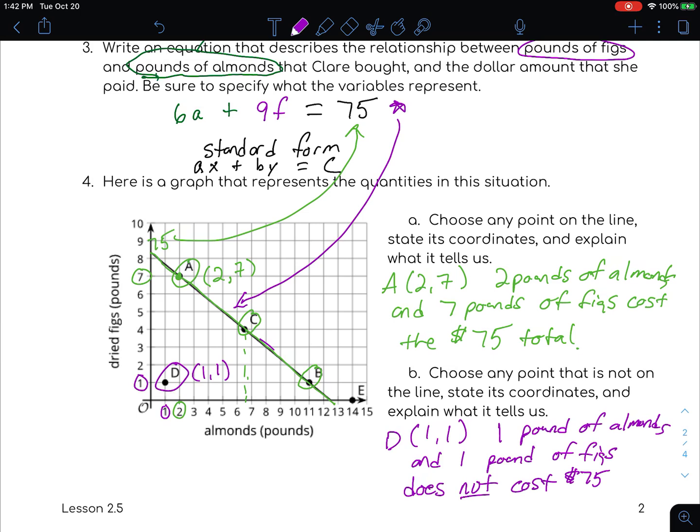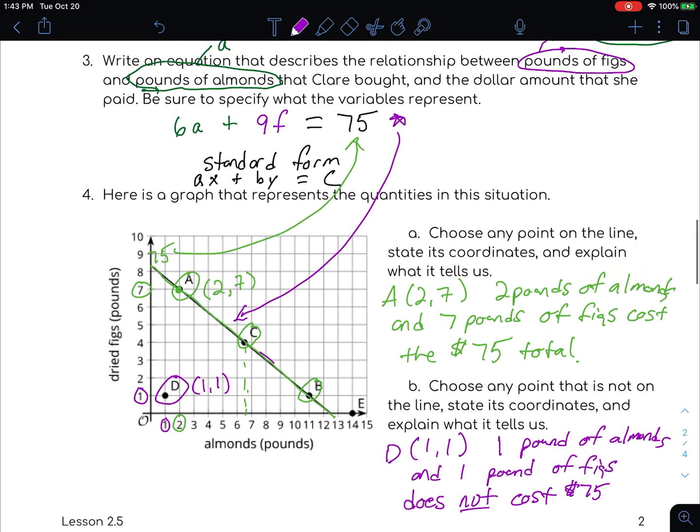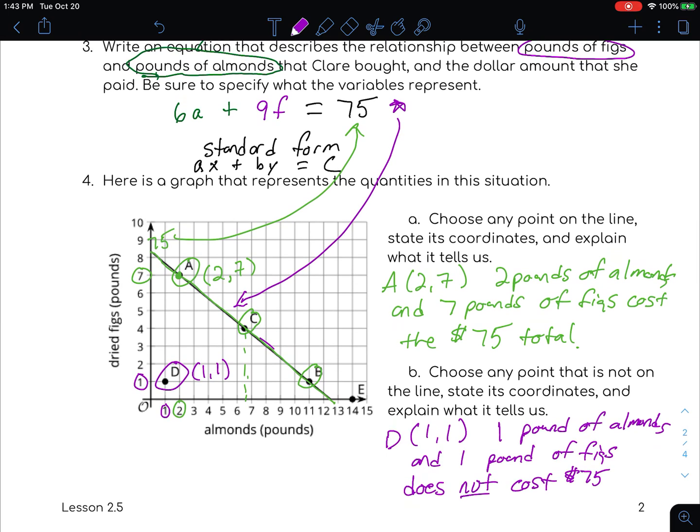We graph it. But the ones that are not on the line could tell us a combination of almonds and figs, but it would not add up to $75. We could do the calculations in our problem and figure out how much money it would cost us. In other words, 1 times 9 plus 1 times 6 would give us $15, but not $75.